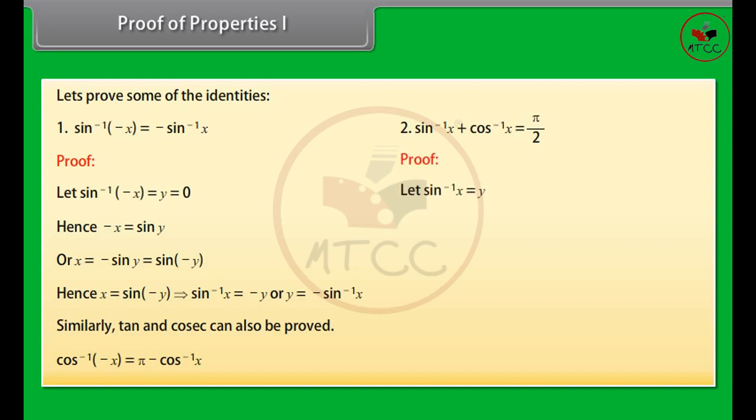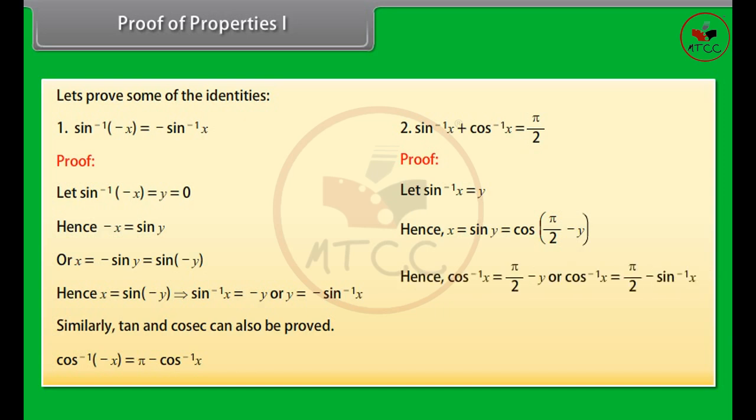Proof. Let sin inverse x be equal to y. Hence, x is equal to sin y, which is equal to cos of pi by 2 minus y. Hence, cos inverse x is equal to pi by 2 minus y, or cos inverse x is equal to pi by 2 minus sin inverse x. Hence, sin inverse x plus cos inverse x is equal to pi by 2. Similarly, the other two parts can also be proved.